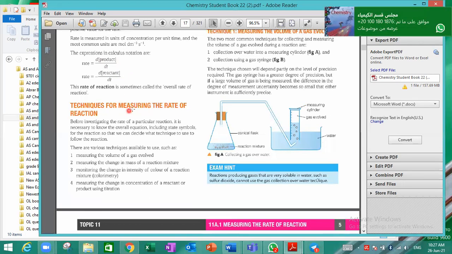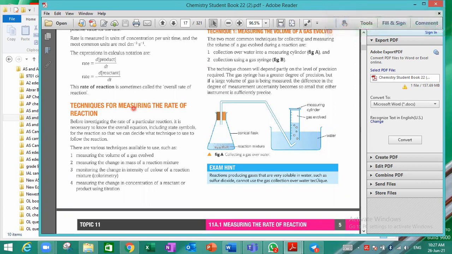So for example, if one of our products is in the form of a gas, this means that we can measure the volume of the gas produced, as we are going to see, of course, by examples. We are going to measure the volume of the gas produced with time. Or else, in other reactions, we can use the change in mass of a reaction mixture, as we used to see in O-level. Of course, I'm also going to show it to you now.